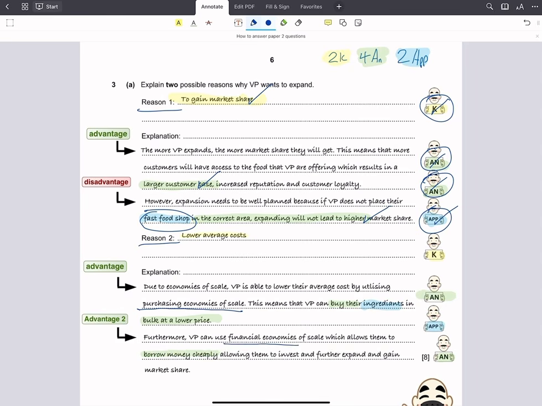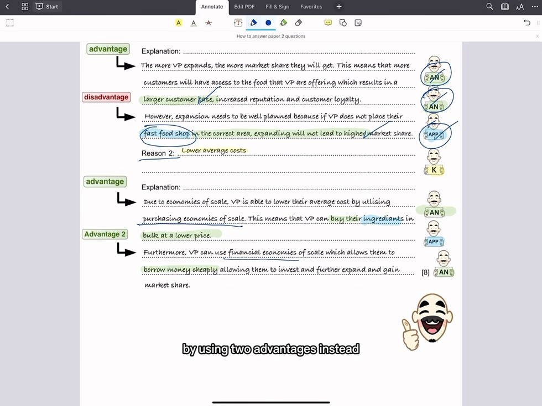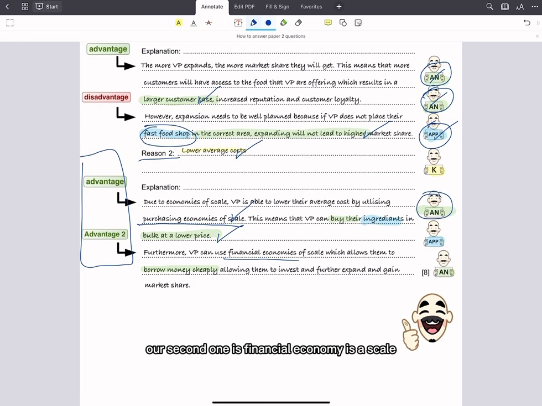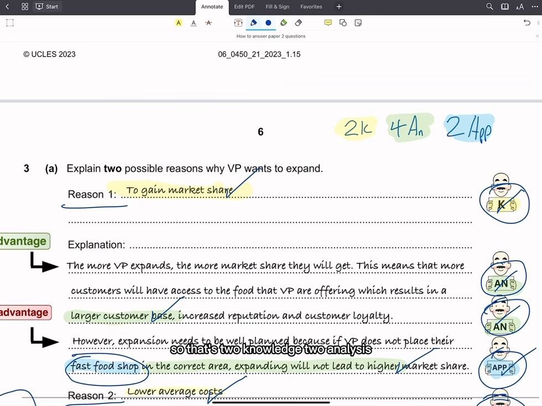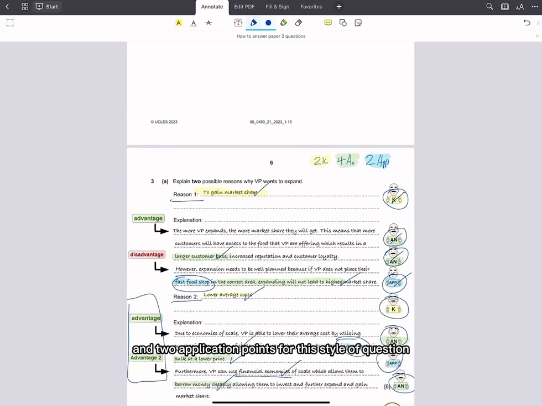Now, reason 2, I've decided to do a slightly different approach by using 2 advantages instead. So reason 2 is lowering average costs. And this is because of economies of scale. So our first economies of scale is purchasing economies of scale, so they can buy their ingredients at a lower price. That's our first analysis point. Our second one is financial economies of scale, because they can borrow money more cheaply to invest and expand further. That will be our second analysis point. And because I've said ingredients, because the case study is a food shop, that will be my application point. So I have covered all my bases here. So that's 2 knowledge, 2 analysis, and 2 application points for this style of question.